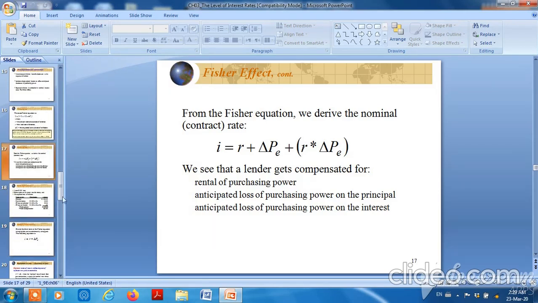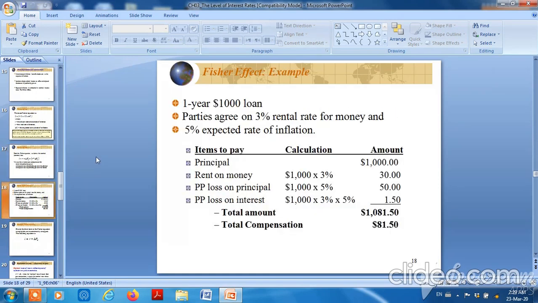So, let's take an example. A one year loan of $1,000. The parties agree on a 3% rental rate for money, and there is a 5% expected rate of inflation. So, to calculate the total amount that will be paid to the lender and the total compensation for the lender, we can do as follows.